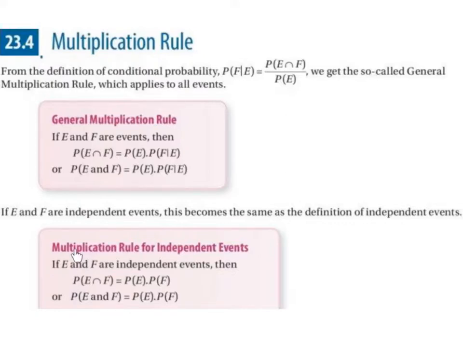Multiplication rule for independent events. If E and F are independent events, then the probability of E intersection F is the probability of E multiplied by the probability of F, or the probability of E and F is the probability of E multiplied by the probability of F.